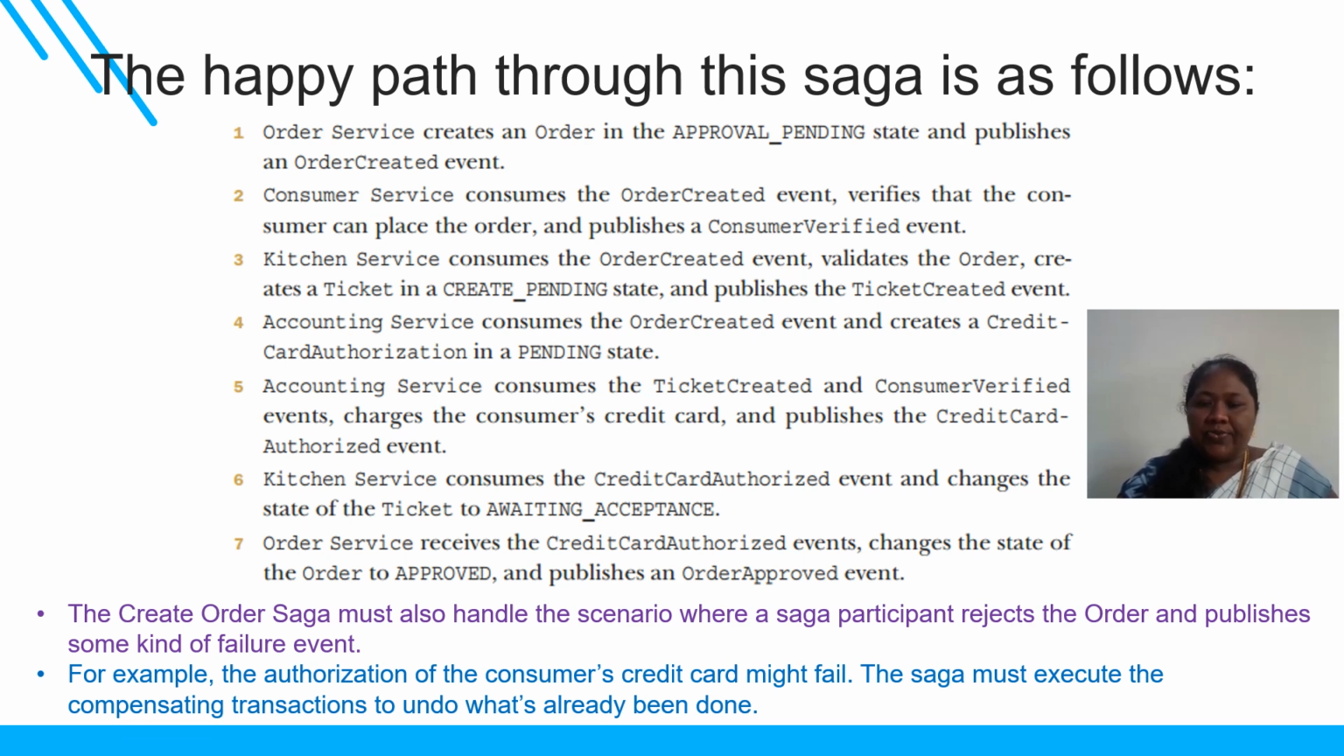That when you write, okay, that is statement one. As per this, the order service creates an order in the approval pending state and publishes an order event. The customer service consumes the order event, verifies the customer, places the order, and publishes a customer verified event. So one by one, the event is over.